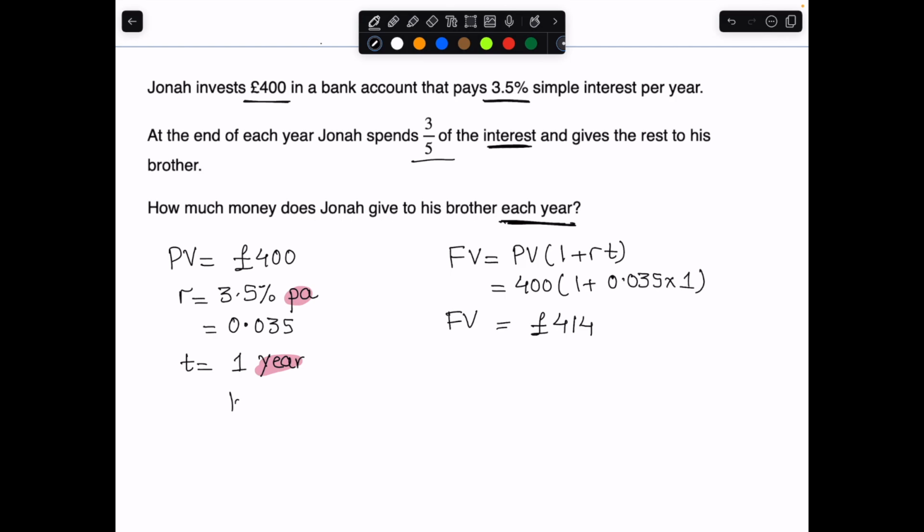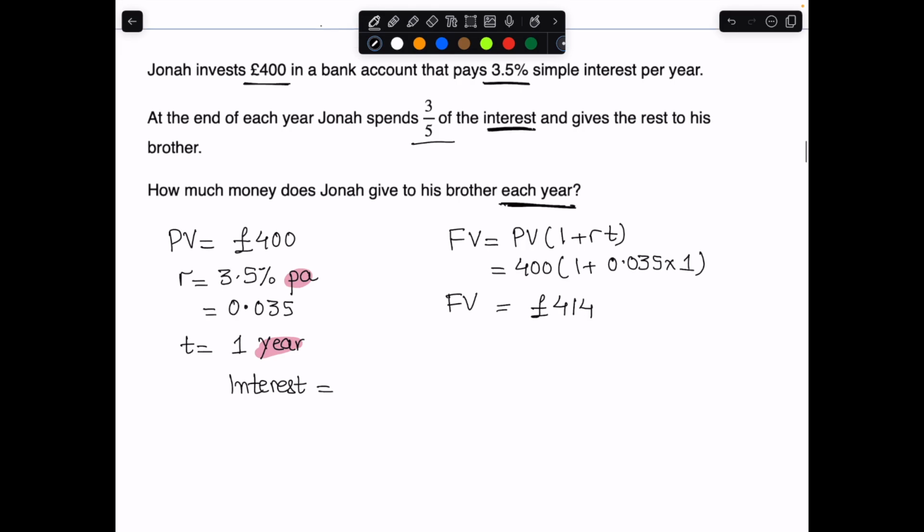Now, in order to calculate how much interest Jonah receives, this is important because I need to calculate how much of the interest amount Jonah spends. So the interest is simply the future value minus the present value, which in this case is £414 minus £400, which turns out to be £14.